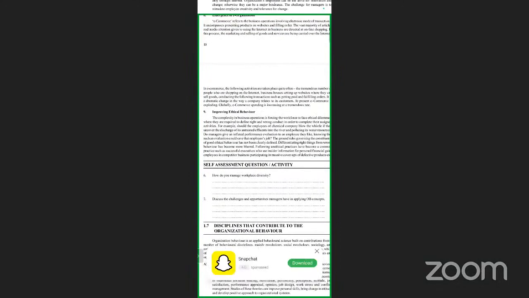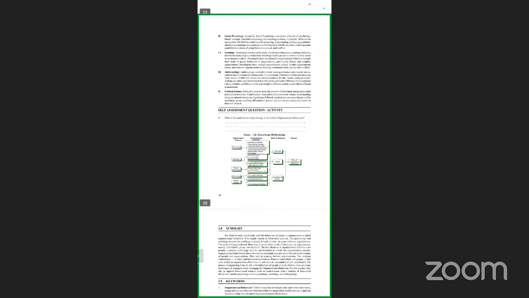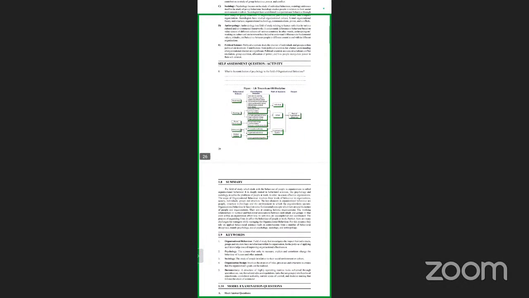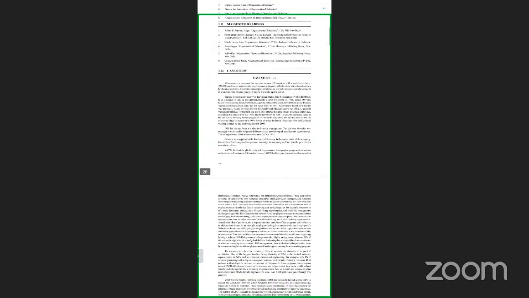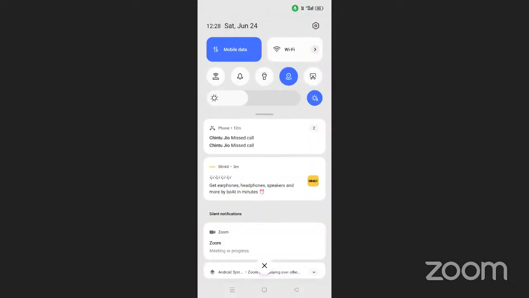So yes, in today's class, we will stop with the challenges. In tomorrow's class, I'll continue with the disciplines that contribute to organizational behavior, and the second part of it with the case studies, also very interesting case studies, followed by unit 2, which is models of organizational behavior. So today's class we end here, to be continued tomorrow. Stay safe and happy learning to all of you. Thank you, and we end the session here.